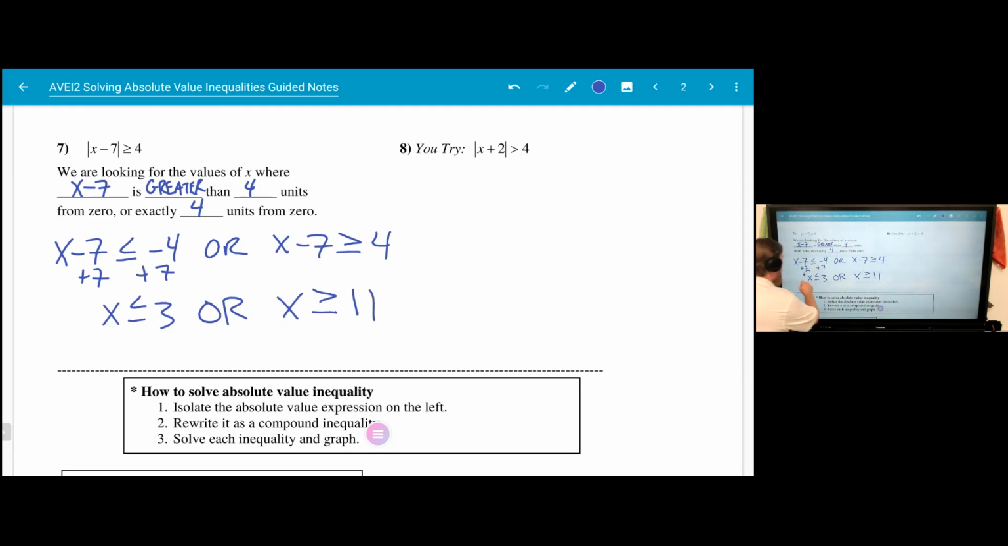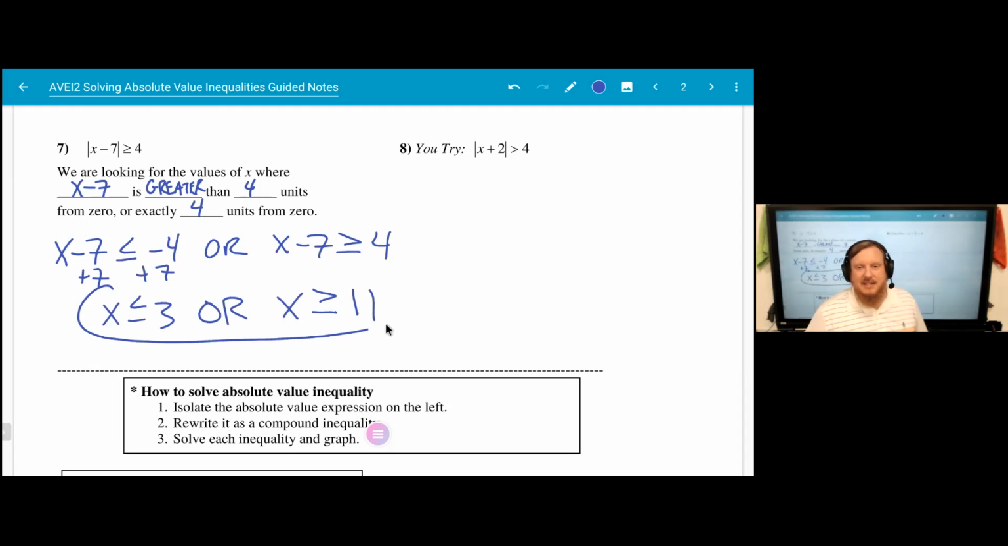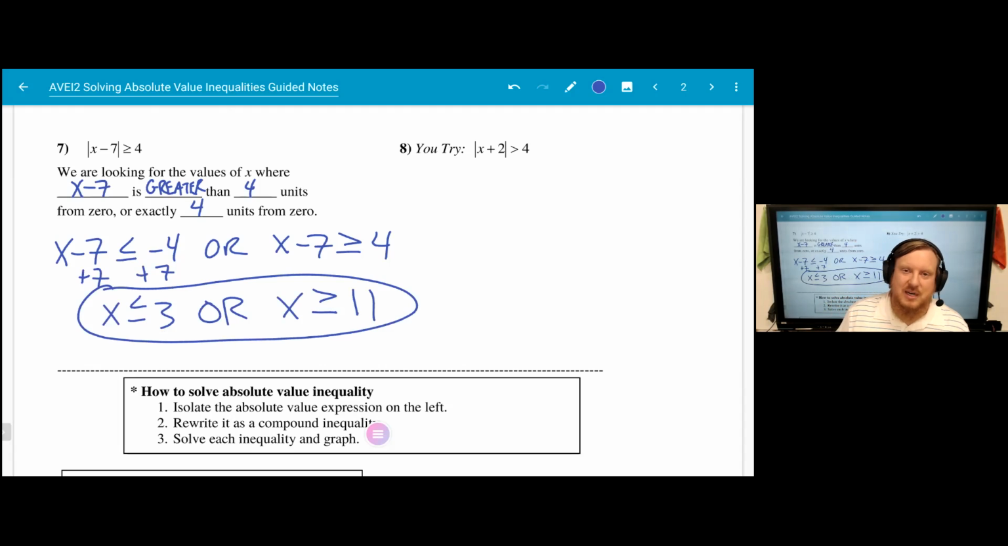And that is that. So number 8 says you try. That's what you need to do. Use that pattern that we've established and go for it.